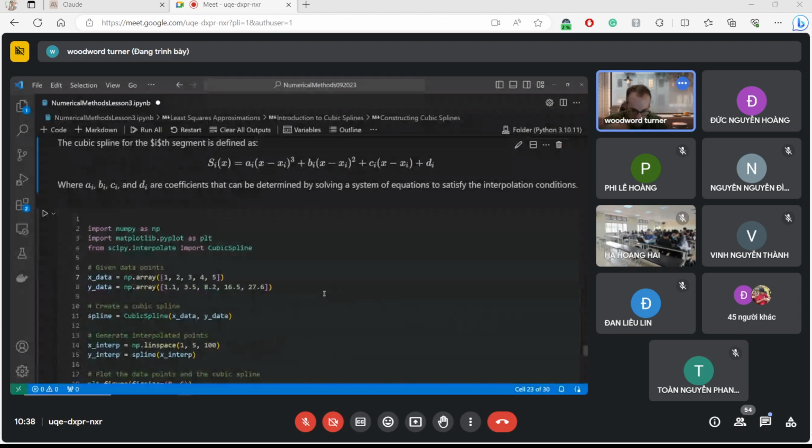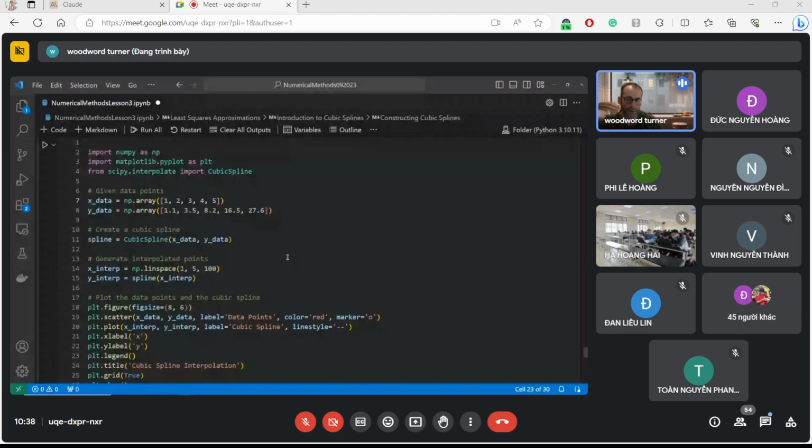Okay, so next we want to generate the interpolated points. We want to see, what does it look like? What does the function that it's trying to interpolate look like using this X data and Y data that we have? And so we need to generate some points so that we can plot that function. So what I've done is I've looked at the range of my X data, which goes from 1 to 5, and I've generated 100 points in that range, and then my Y will be the value of the spline on those points, and then we'll plot that.